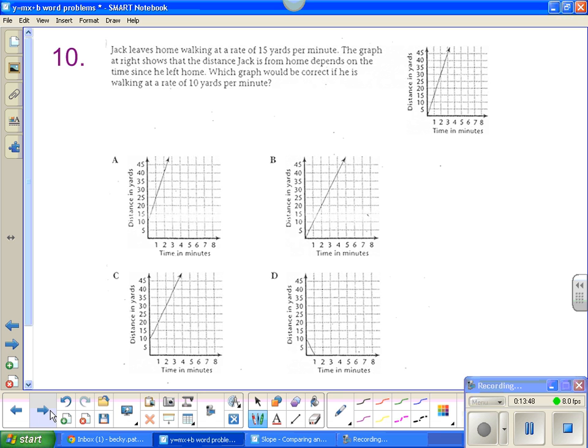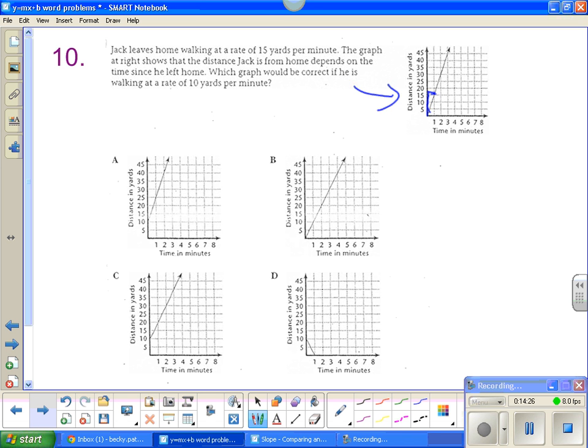Jack leaves home walking at a rate of 15 yards per minute. The graph at the right shows the distance Jack is from home depends on the time since he left home. Which graph would be correct if he's walking at a rate of 10 yards per minute? Well, if you think about this, 15 yards per minute, think about a football field. 15 yards per minute. He's walking really slow. So the first time Jack leaves home, he's walking 15 yards per minute, and that's what this one is right here, because the graph at the right shows the distance that Jack is from home. So here he goes, 15 yards per minute.